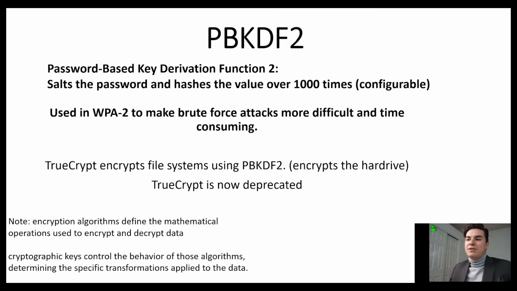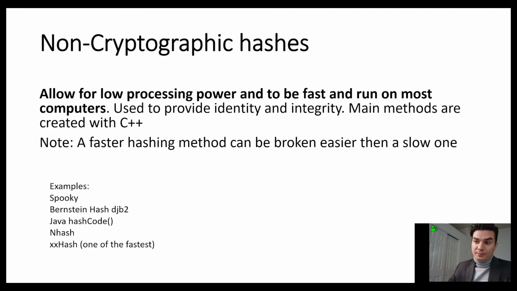So with PBKDF2, or password-based key derivation function 2, it salts the password and then it hashes that value over 1,000 times. That is configurable, and it's a slow process. Now, it's used in WPA2 to make brute force attacks more difficult and time-consuming, and it was used in TrueCrypt, which encrypts hard drives, but that's now deprecated.